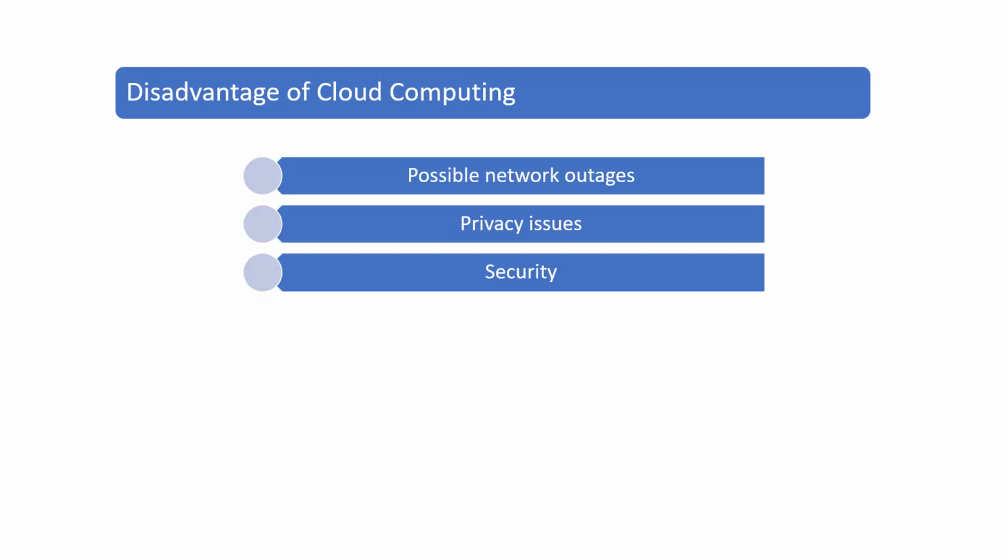So there are some disadvantages that I want to point out. If there's any network outage between our environment and the cloud provider, it would make it impossible for us to access our servers, applications, and services. This hardly ever happens, but still it's a risk. And the issue of privacy is also a risk in the cloud.